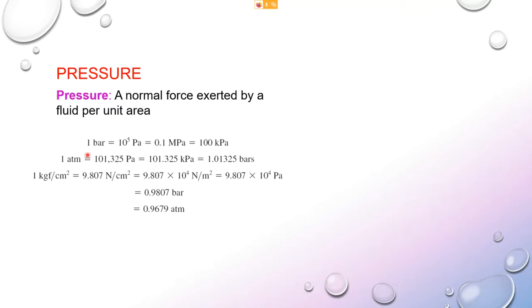For atmospheric pressure, 1 atmospheric always refers to 101.325 kPa. That is 1 atmospheric. 101.325 kPa or kilonewton per meter square. Or that is also equivalent to 1.01325 bar. That is the atmospheric pressure. So when you say 1 atmospheric, that means you are referring to 1.01325 bar.